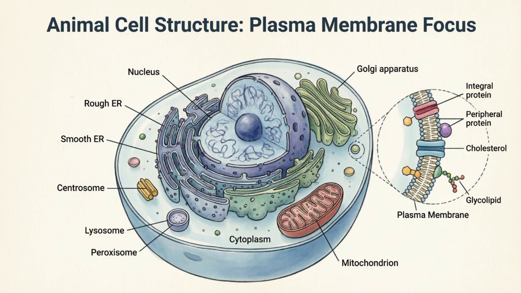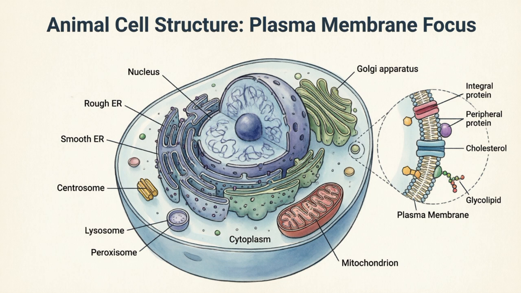Right side, organelles. Now let us look at the right side of the cell. Notice the large structure colored in green labeled Golgi apparatus. It looks like a stack of flattened green pancakes. The Golgi acts like the cell's post office, packaging and shipping proteins to where they are needed. Down at the bottom right, there is a distinct reddish-brown bean-shaped organelle labeled mitochondrion. As we mentioned before, this is the powerhouse of the cell, generating the energy we need to survive.